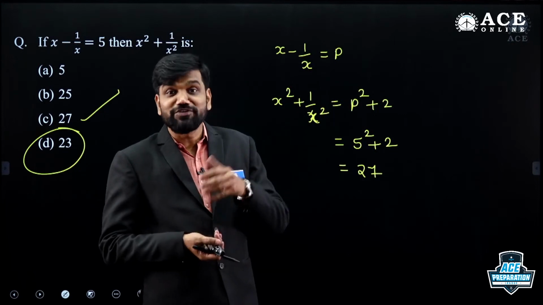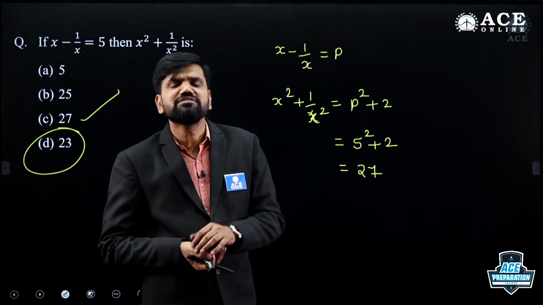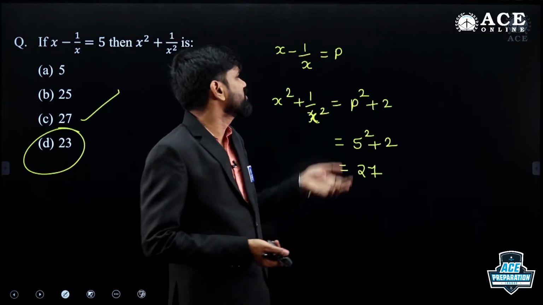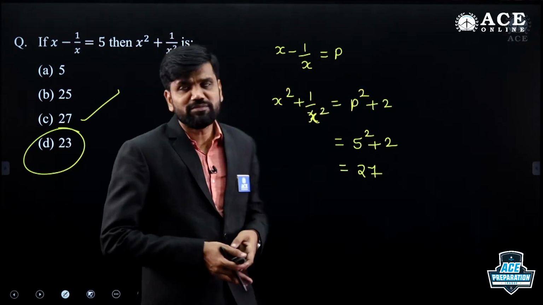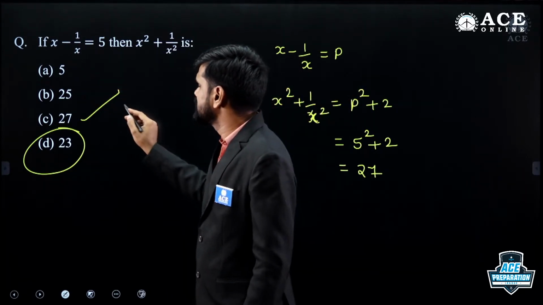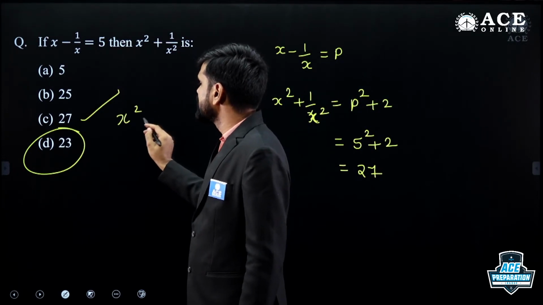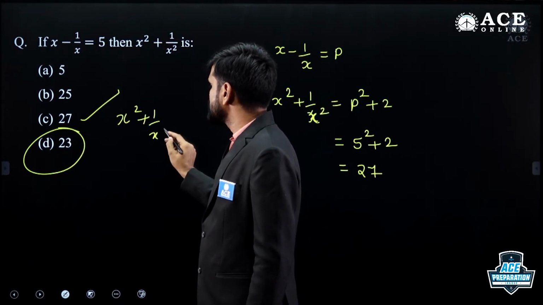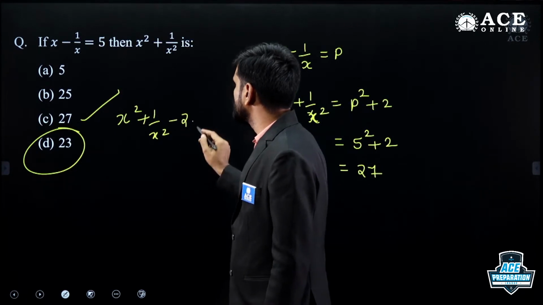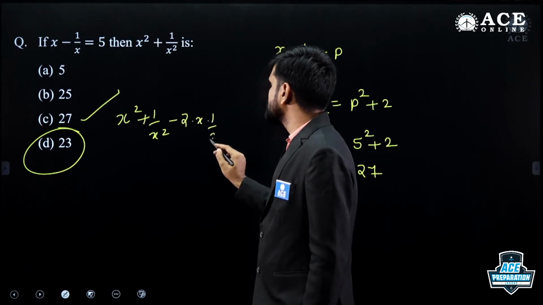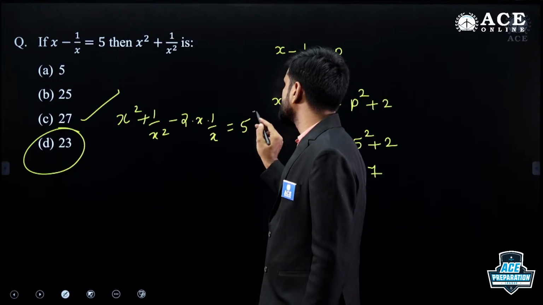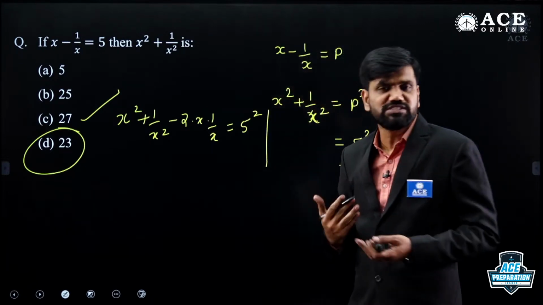Say suppose, no sir, I forgot the formula, what should I do? Then go for the traditional approach. You simply square on both sides. Squaring on both sides, a minus b whole square will be equal to a square plus b square minus 2ab, that is 2 into x into 1 by x. That is equal to 5 square.